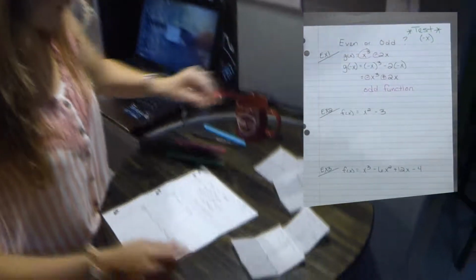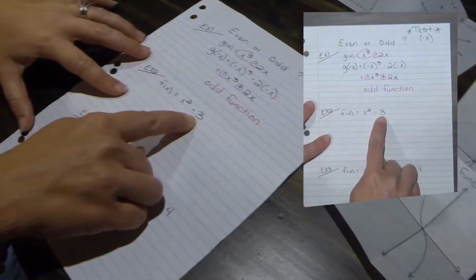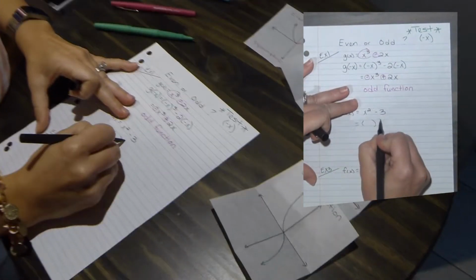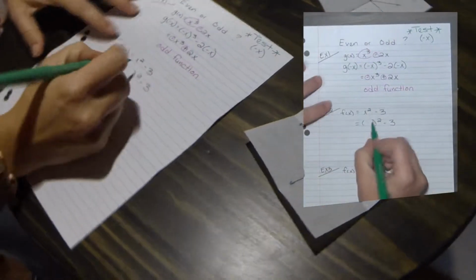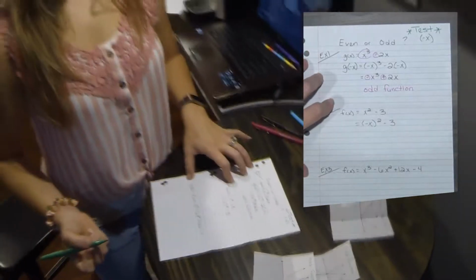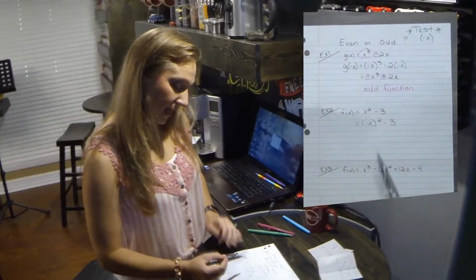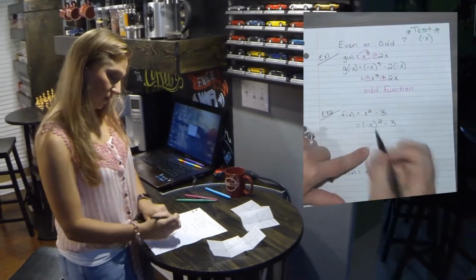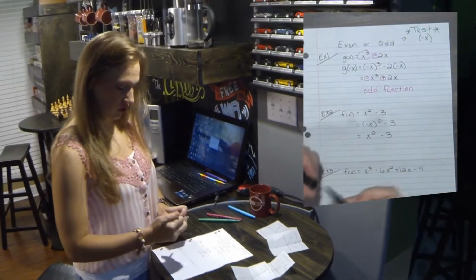Okay, let's try another example. In example 2, I have x squared minus 3. So again, we are going to test. In place of the x, I'm going to plug in a negative x. Now we're going to reduce it down. So negative x times negative x would be positive. So we are back to x squared, and the minus 3 does not change.